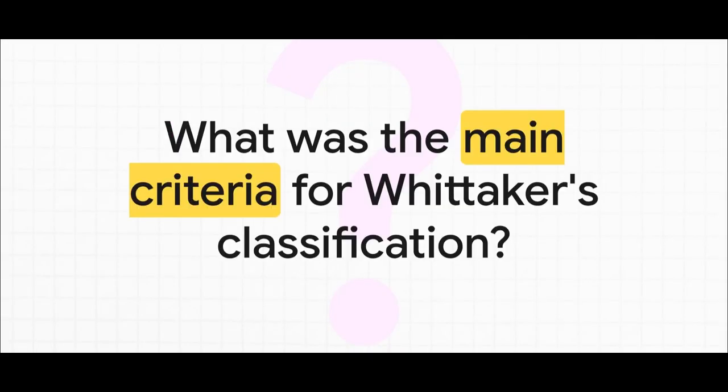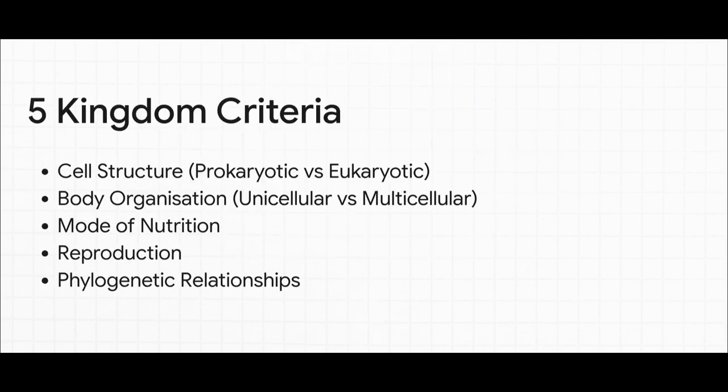So here's the next big question for you. What exactly did Whittaker do differently? What were the main criteria he used for his classification? Because these criteria are the real strength of his entire system. And here they are. Just look at these 5 points. They solve every single problem from Linnaeus' system. Whittaker looked at cell structure, body organization, mode of nutrition, reproduction, and the big one, phylogenetic relationships, which is basically their evolutionary history. Based on these 5 things, everything just fell perfectly into place.